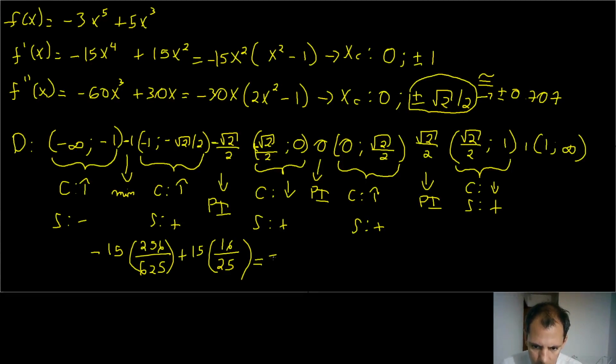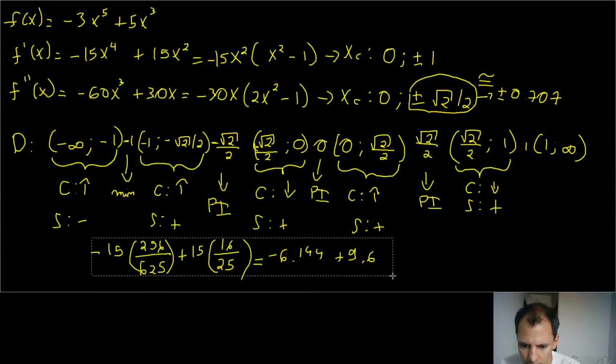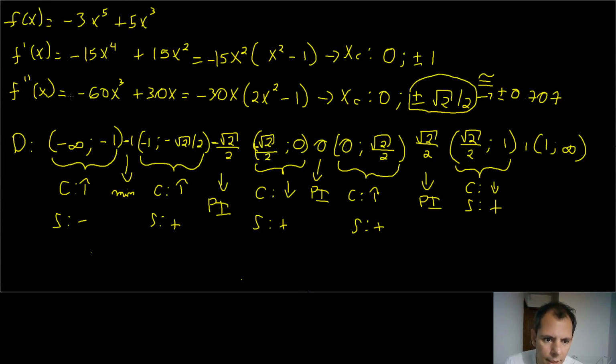So this equals negative 6.144 plus, you got 240 divided by 25, 9.6. So it's positive, okay? If it's positive, the first derivative is positive. There you go. Look at that. The slope is positive. Now let's see if the concavity is down. If the concavity is down, when I plug in 4 divided by 5 in here, it has to be a negative number.